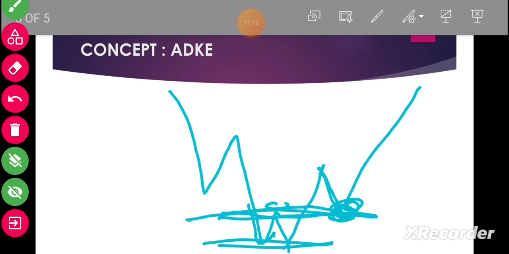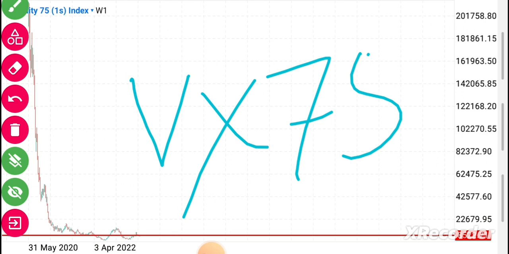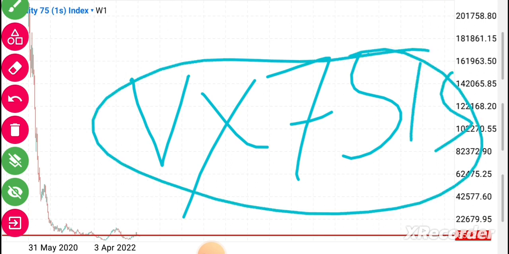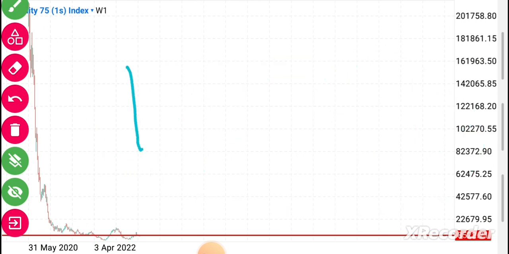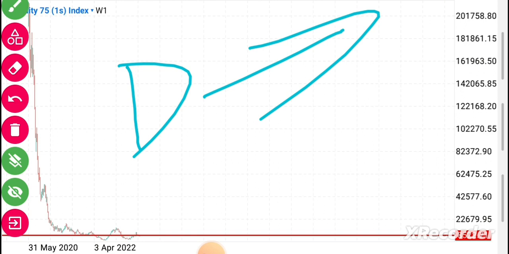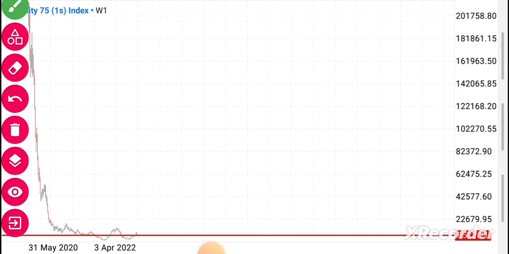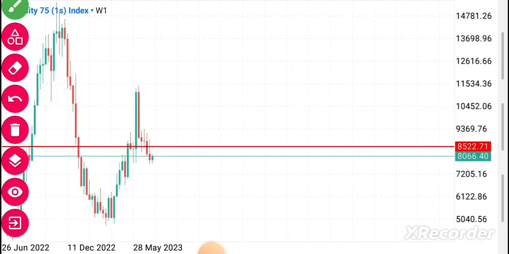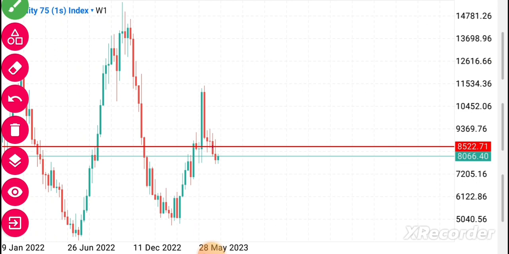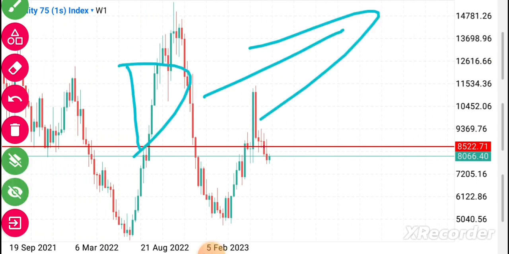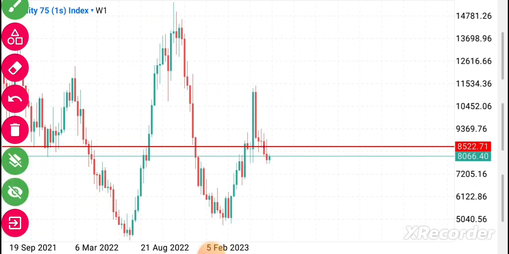So let me take you to the chart and show you how you can implement everything. VIX75 1S is the chart we are going to be using to implement this trading concept. As we say, our step number one is to find the direction where the market is heading. Right now we are on the weekly time frame. As you can see, if we zoom out, we try to find the direction. If you look clearly here, you can see that the market has been making higher highs and higher lows.